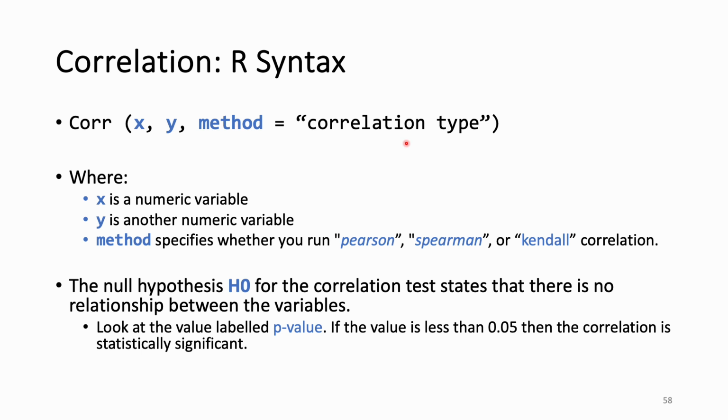The null hypothesis for this correlation test states that there is no relationship between the variables. So that's the null hypothesis. And once we conduct the test, then we can look at the p-value. And if the p-value is less than 0.05, then we can state that the correlation is statistically significant.